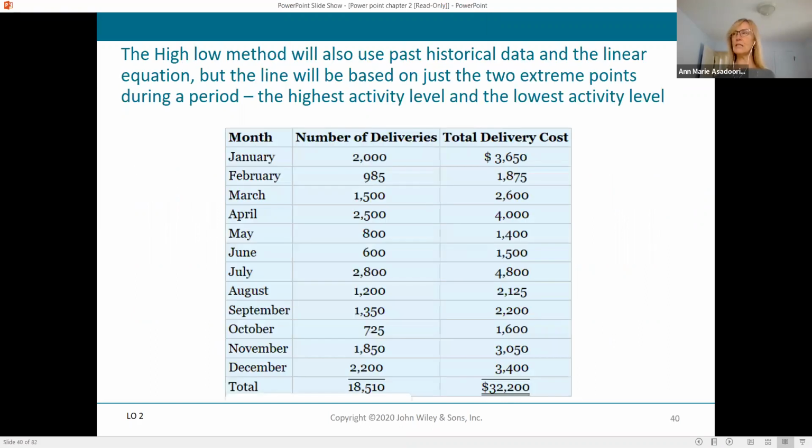All right, so let's do it again. We'll use the same data, but we're going to do the high-low method here. So instead of plotting all of this data, what I'm looking for is the month that has the highest level of activity and the month that has the lowest level of activity. All right, so here's the number of deliveries. So which month is going to be the month that has the most deliveries?